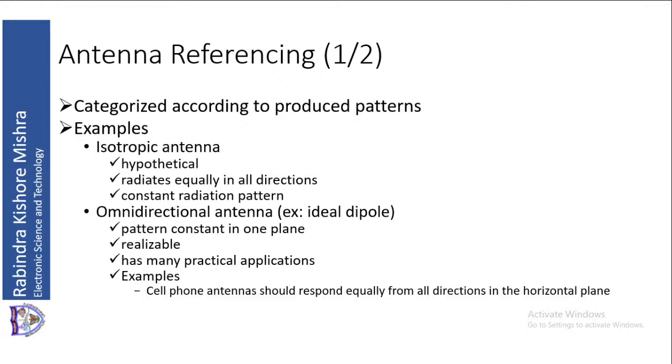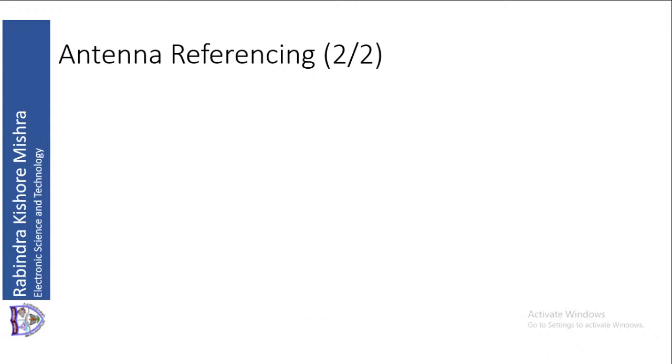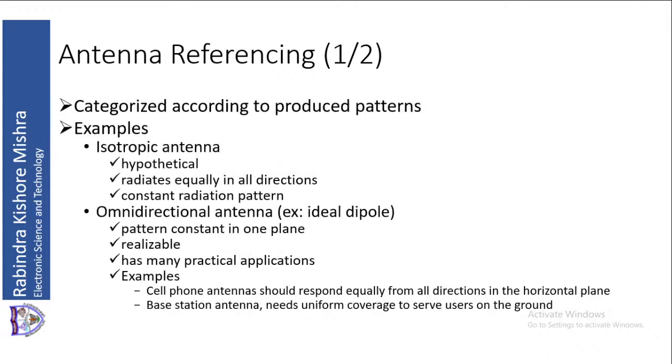For example, cell phone antennas should respond equally from all directions in the horizontal plane, so they have to be omnidirectional. Base station antennas need uniform coverage to serve users on the ground, so they are another example of an omnidirectional antenna. So these are two examples of antennas. I'll consider some other examples also.